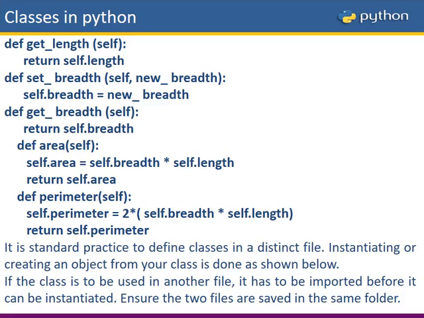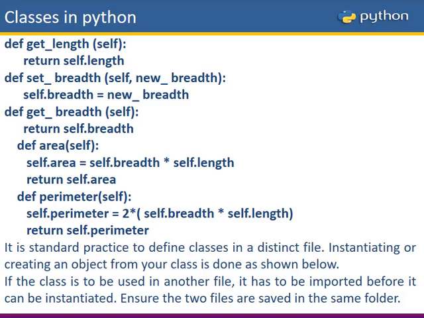So we have the set_breadth(self, new_breadth), so self.breadth equal to the new_breadth. Then we have def get_breadth(self): return self.breadth, just as we return the self.length. We return self.breadth, and then we find the area, def area(self).